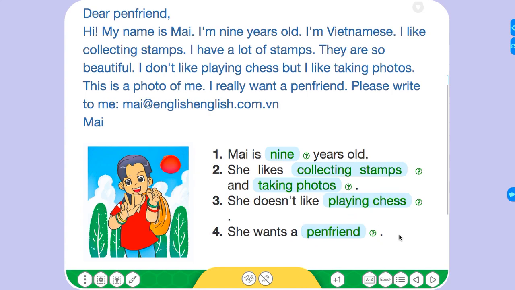Now let's read the sentences again. Number one, Mai is 9 years old. Number two, Mai likes collecting stamps and taking photos. Number three, she doesn't like playing chess. And number four, she wants a pen friend.